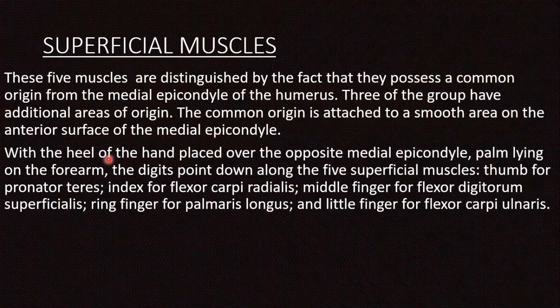The common origin is attached to a smooth area on the anterior surface of the medial epicondyle. Now, this is how I remember these muscles. Press the heel of your hand, okay, over the opposite medial epicondyle, okay? Then, with your fingers pressed together, the palm should lie on the forearm. The digits point down along the 5 superficial muscles. The thumb will lie on pronator teres. The index finger will lie on your flexor carpi radialis. Your middle finger will lie on flexor digitorum superficialis. The ring finger on palmaris longus, and the little finger on flexor carpi ulnaris.